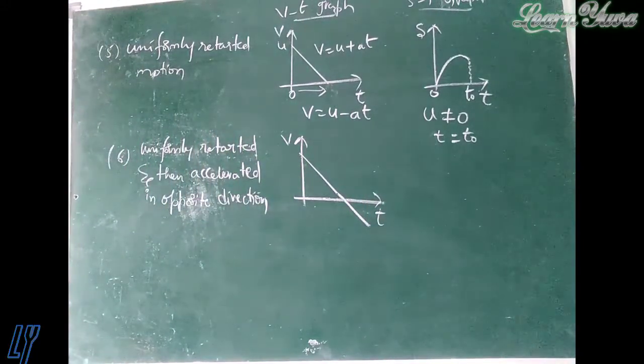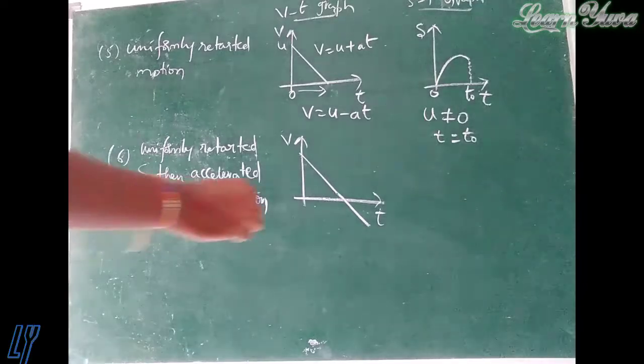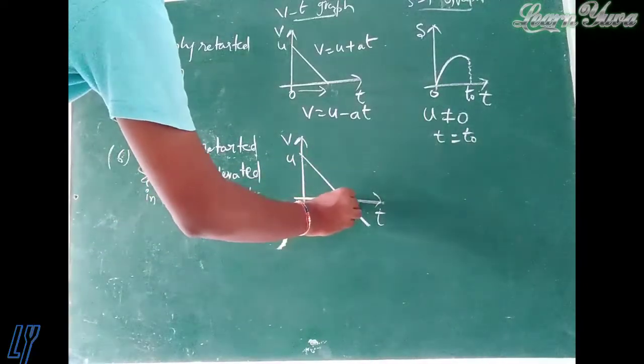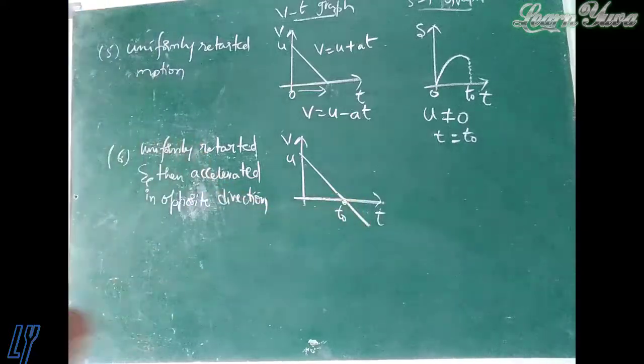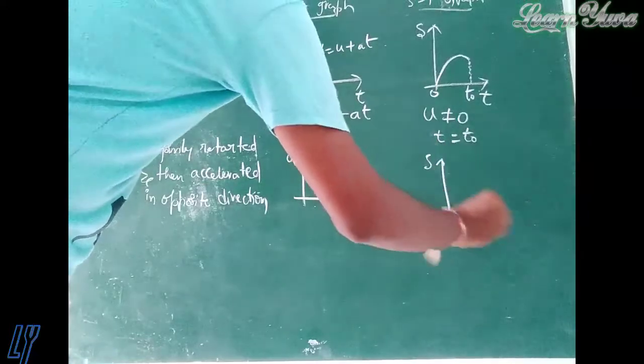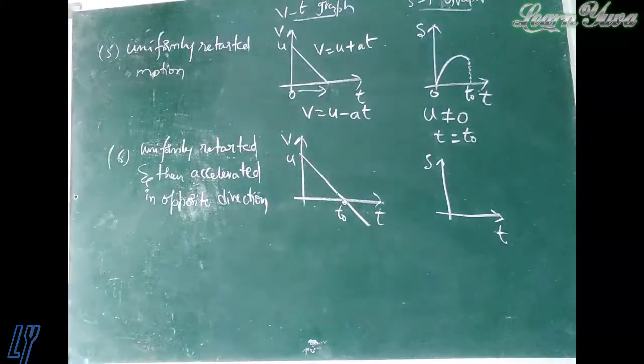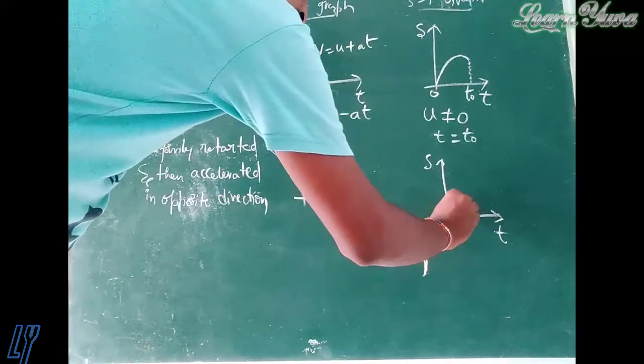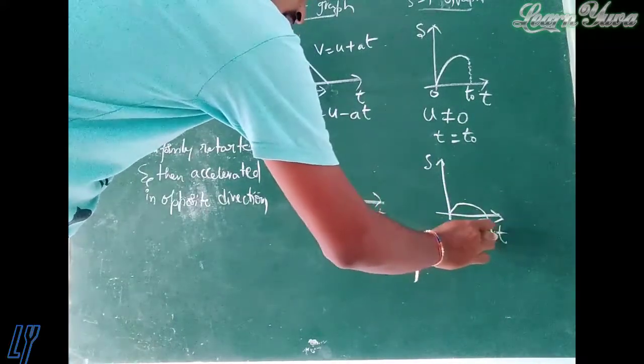Here initially it has some velocity u. At this point the time is noted as t naught. While coming to the displacement time graph, the graph will be like this. It is a parabola that goes on increasing.